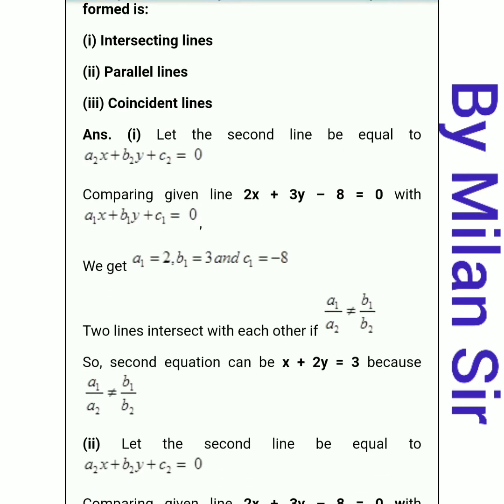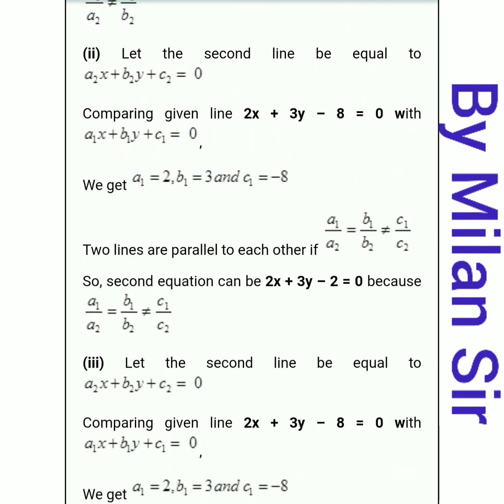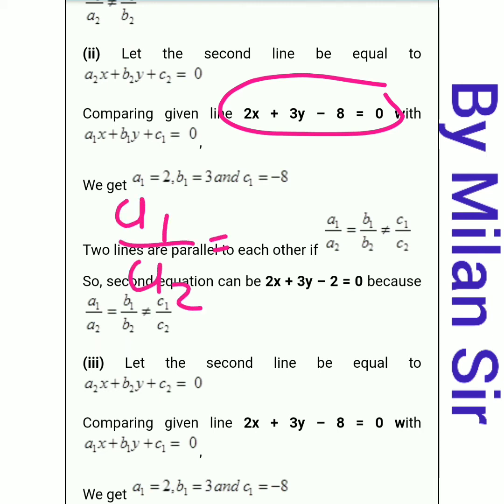Okay, so for parallel lines, first of all, the equation is already written here: 2x plus 3y minus 8 is equal to 0. Now, what is the condition of parallel lines? A1 upon A2 is equal to B1 upon B2, but it is not equal to C1 upon C2.